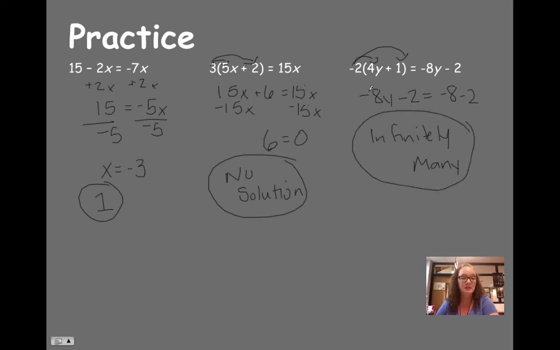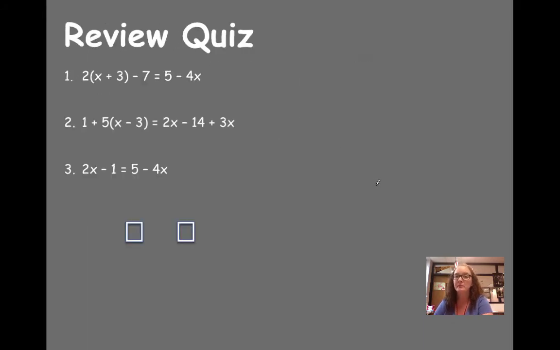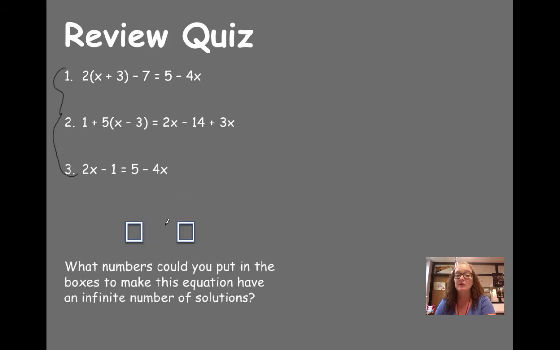If you missed any of those and don't understand why, make sure that you put a question mark or circle it so that we can go over it in class tomorrow. All right, so here is a review quiz. There are 3 problems. You need to solve them and determine how many solutions they have: 1, none, or infinitely many. Down here is a bonus.